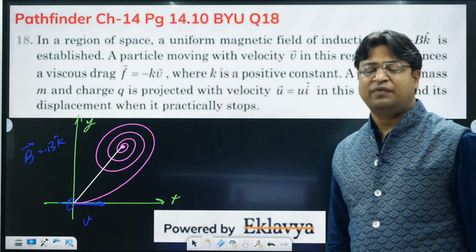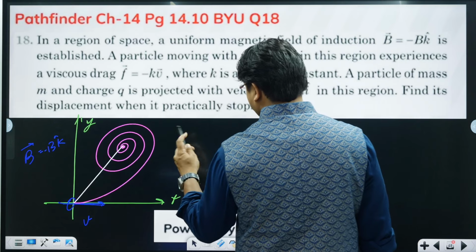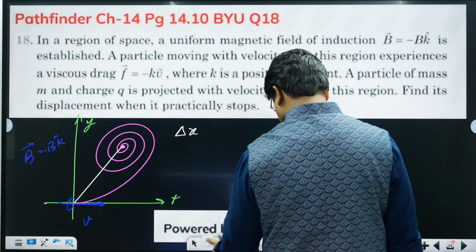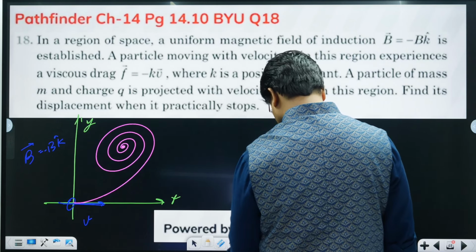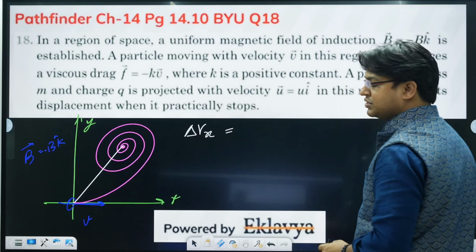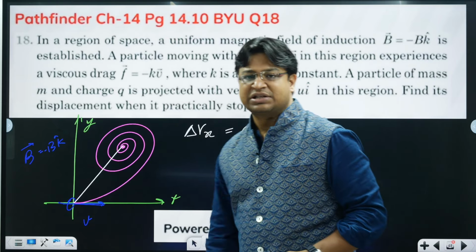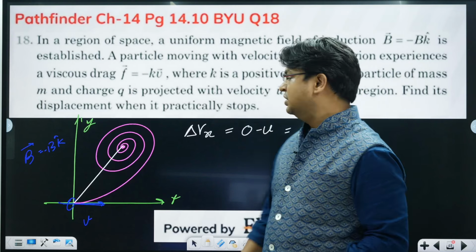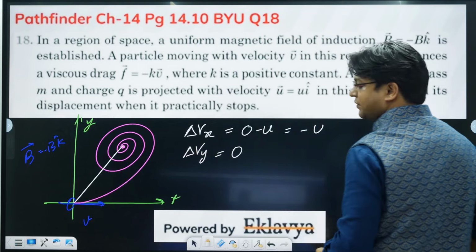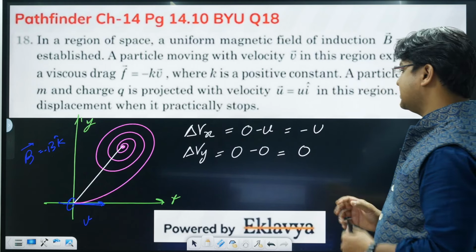See, the question says, find its displacement when it practically stops. So we did write a formula for delta x and delta y that will directly give us the displacement. In this situation, if I ask you the value of delta Vx, the change in the x component of velocity, will you say it is 0 minus u? Because the final velocity in x direction is 0, the initial velocity in x direction is u, so this is delta Vx. What about delta Vy? The initial y component was 0, the final y component was 0, so this is 0. Otherwise, everything is same.